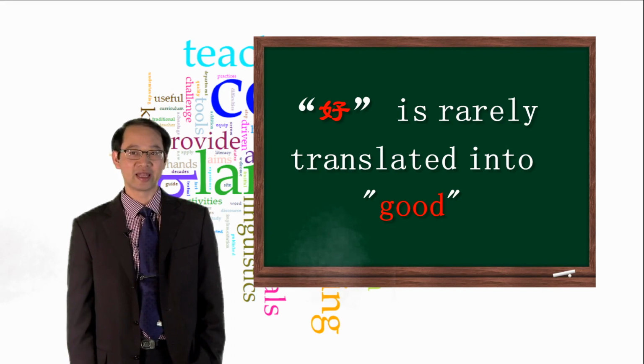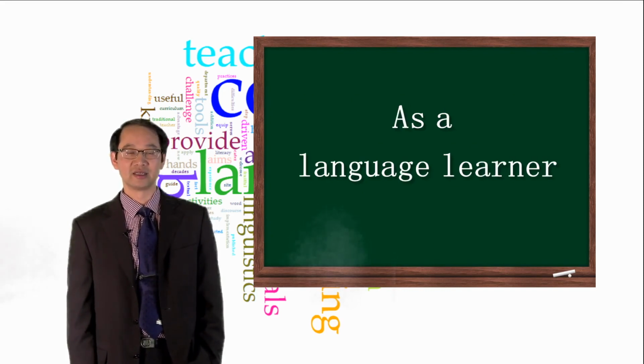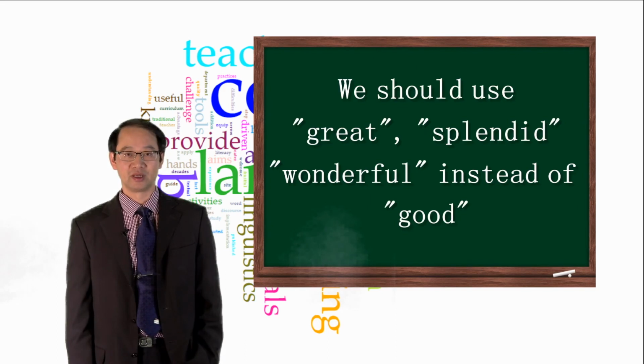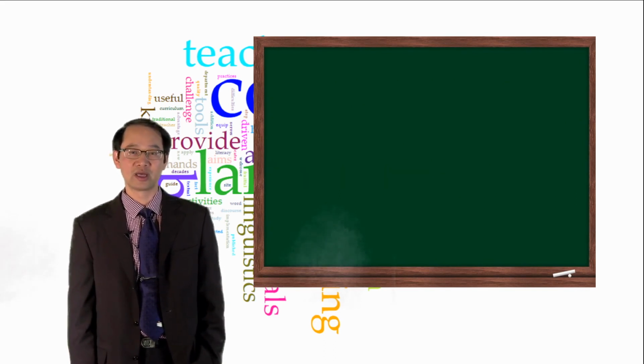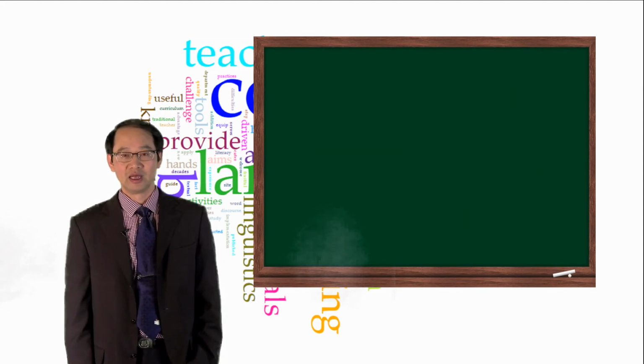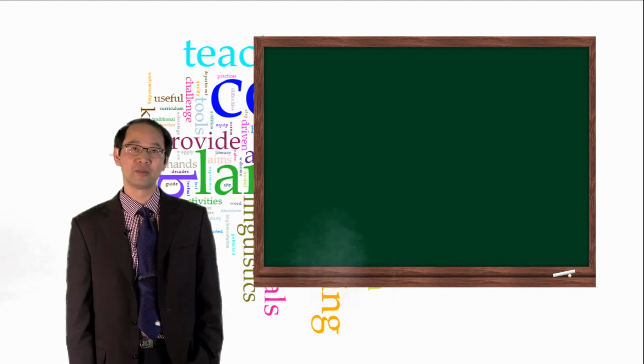But if we don't look at the corpus evidence, we don't realize it. And as a language learner, we will not be able to use the English words properly. We will keep saying good, good, good all the time. But in fact, we shouldn't. We should use great, splendid, wonderful, bright, etc., instead of good, right? So this is just one quick example of using the parallel corpus for lexical comparative studies.